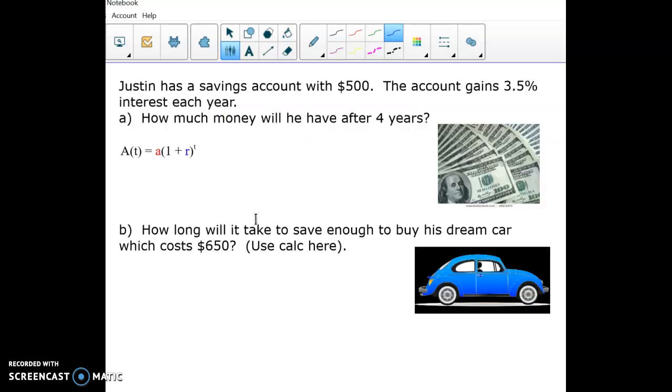Okay, so say you get a $500 account from your grandparents, and you're a freshman, and you're going to put it in an account that gains 3.5% interest a year. How much will you have after 4 years? Okay, pause the video and see if you can fill in the different parts here.